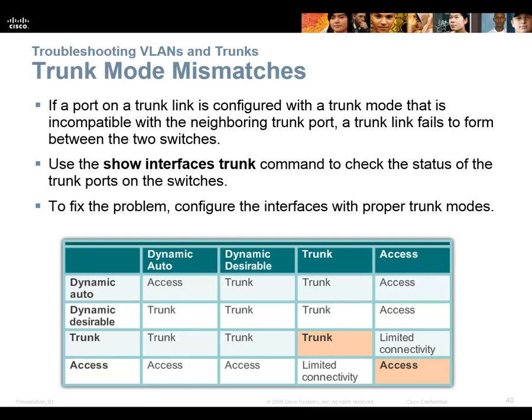The show interfaces trunk command will allow you to check the trunk ports on the switches. If a port on a trunk link is configured with a trunk mode that is incompatible with the neighboring trunk port, a trunk link fails to form between the two switches.